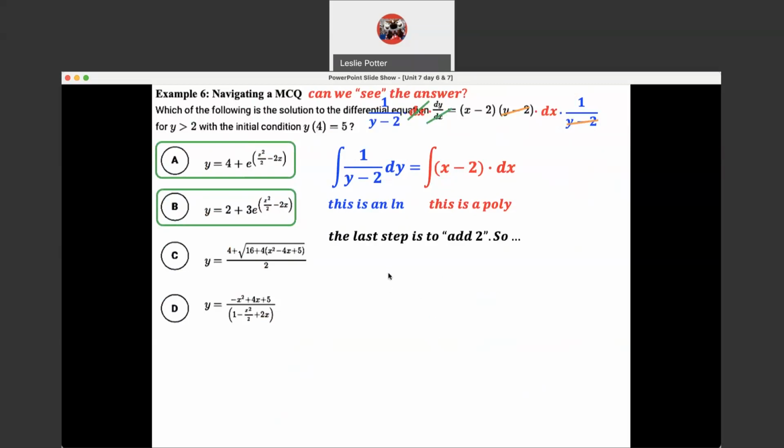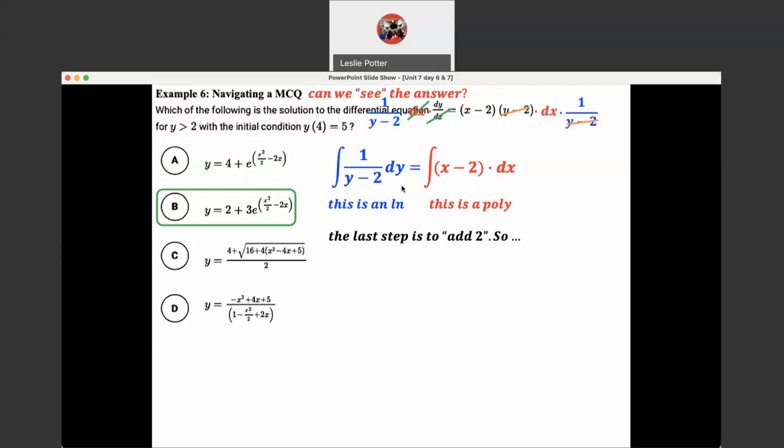Okay. Well, think about this. This is going to be the natural log of y minus 2. And after we exponentiate, if you think back to the last example, we're going to have y minus 2. So what we're going to end up having to do eventually is bring the 2 to the other side. Which one has a 2 on the other side? This answer has got to be B.